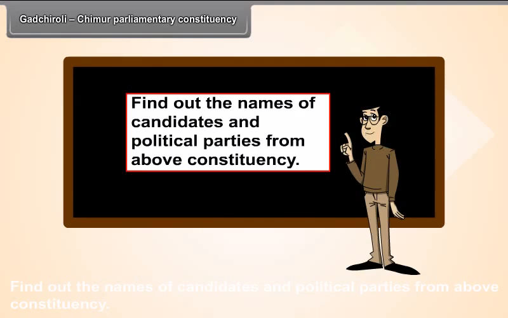Activity: the names of candidates and political parties are missing. Find out the names of candidates and political parties from the above constituency.